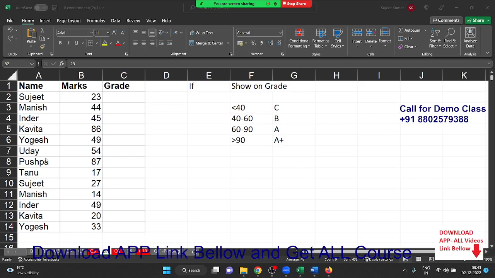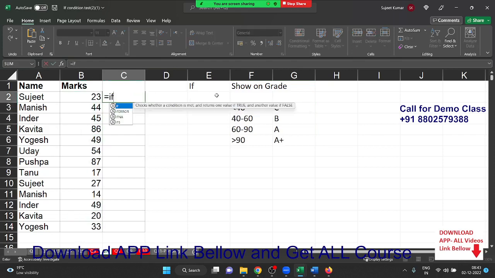So in the 7 questions for the if condition test, we want to calculate the grade according to this slab. This is the marks of the school, and we calculate the grade here. We can apply the formula with if and also ifs, both formulas you can apply. Now we discuss with if.